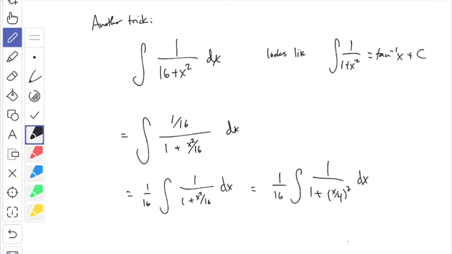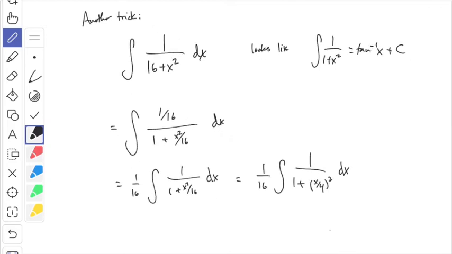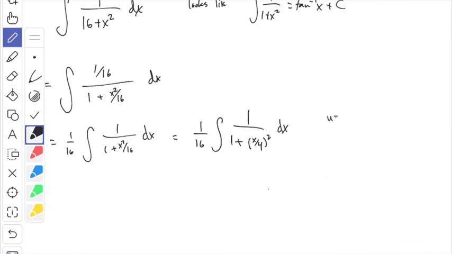And the purpose of that is because I intend to do u substitution now. u equals x over 4, and then it will match my inverse tangent integral formula. So from here I go u equals x over 4. That means du is 1/4 dx, which means 4 du equals dx. All right.